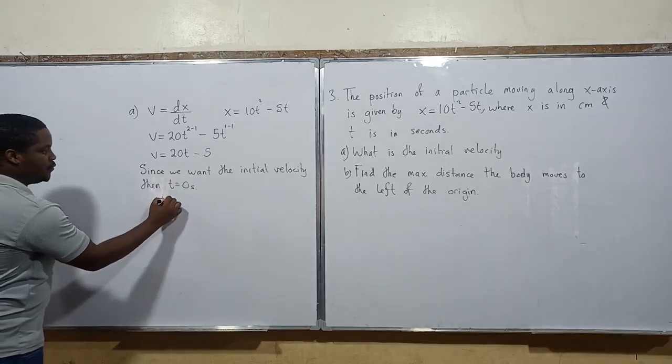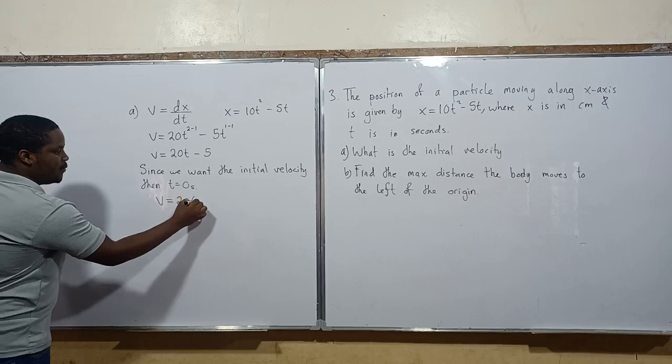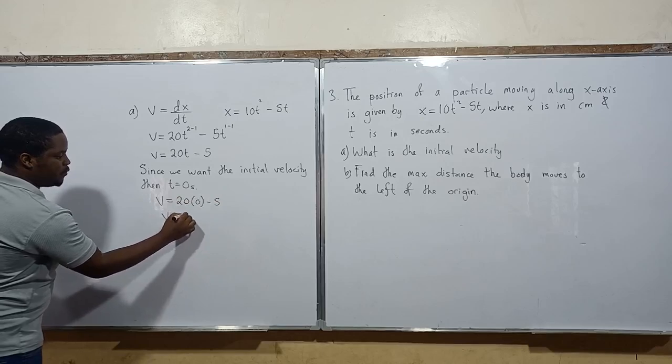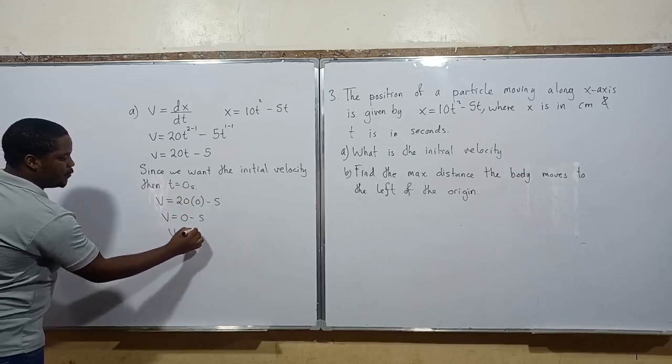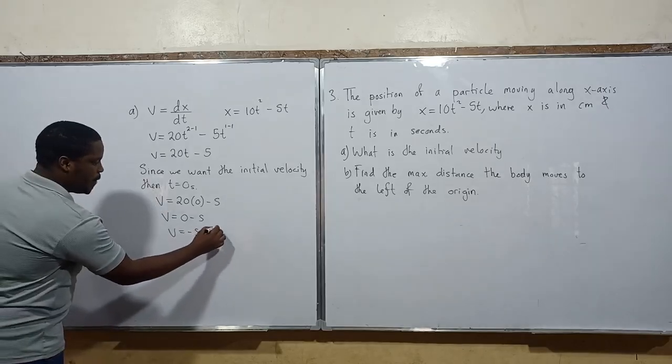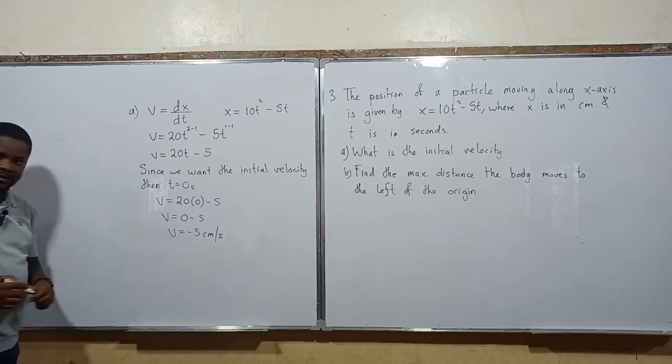Hence, velocity initial is equal to 20 multiplied by 0 minus 5. So this will give us 0 minus 5. So v is equal to negative 5. What are the units? Position is measured in centimeters, time is measured in seconds. Hence, the units will be centimeters per second.